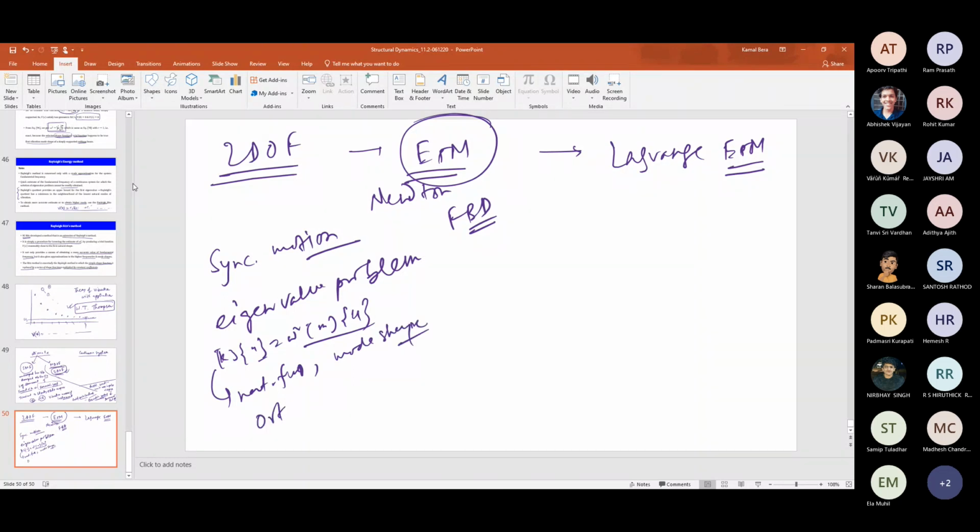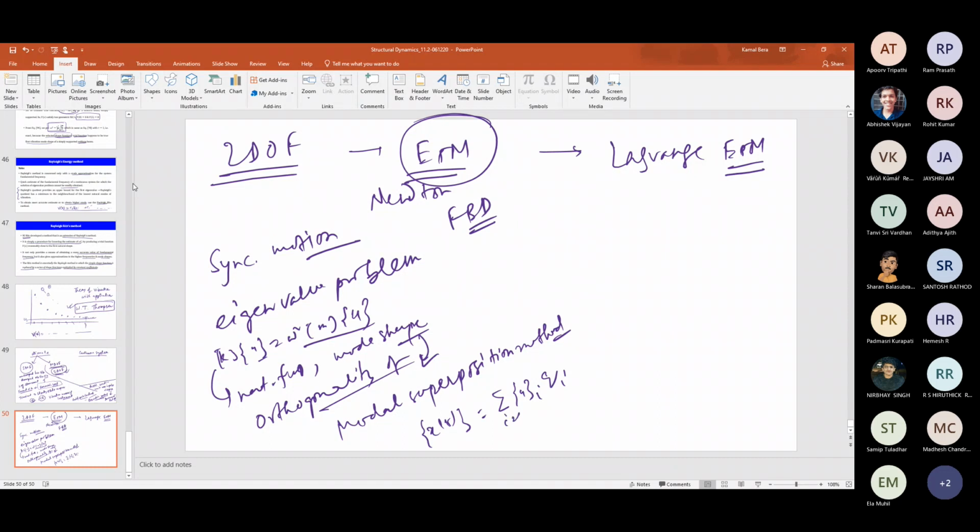Then we discussed the orthogonality. A very powerful and interesting property, orthogonality of mode shapes. And using that orthogonality, we discussed the modal analysis or mode superposition method. Writing the solution x(t) as a summation of eigenvector and modal coordinate, q_i u_i, i equal to 1 to n, or in modal matrix form u into q. u is the modal matrix, right? So then we see how to find out the response of a system.